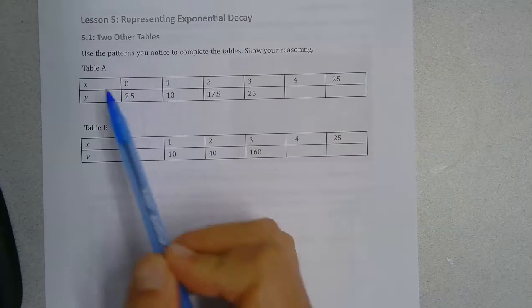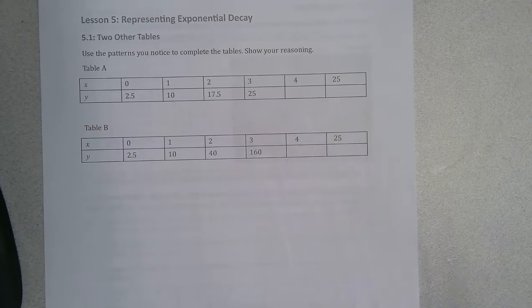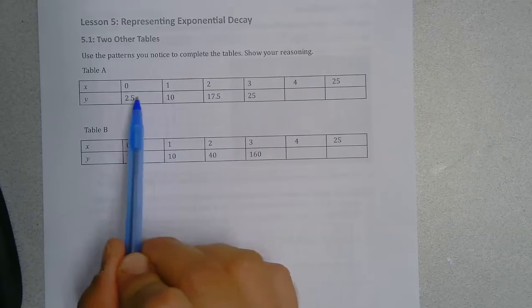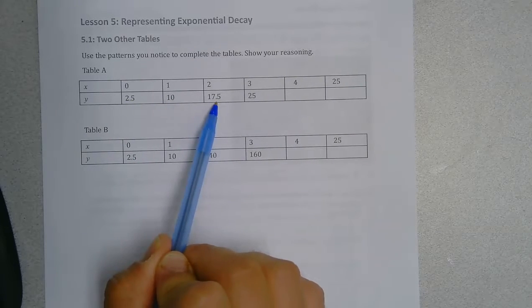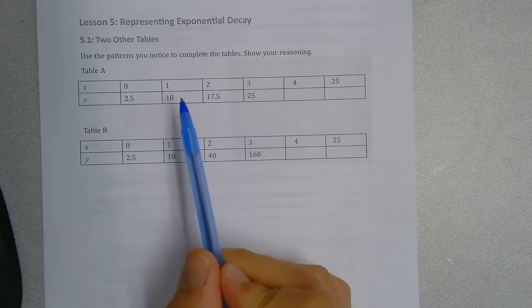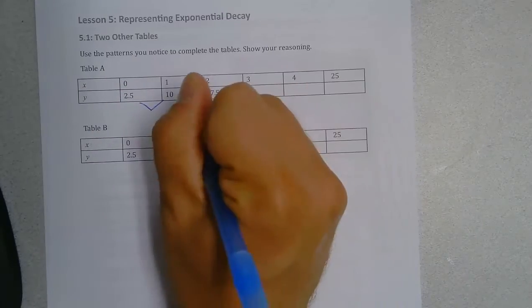For lesson 5, we have two tables. So what we're going to do is look at the patterns in the table to complete it. Now, as I look at table A, I go from 2.5 to 10 to 17.5 to 25. So overall, this looks like a consistent increase or a linear increase.